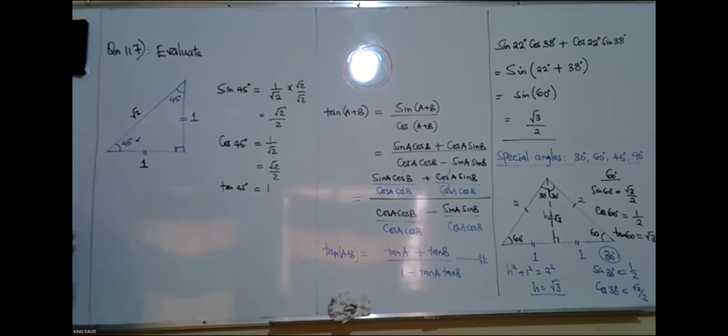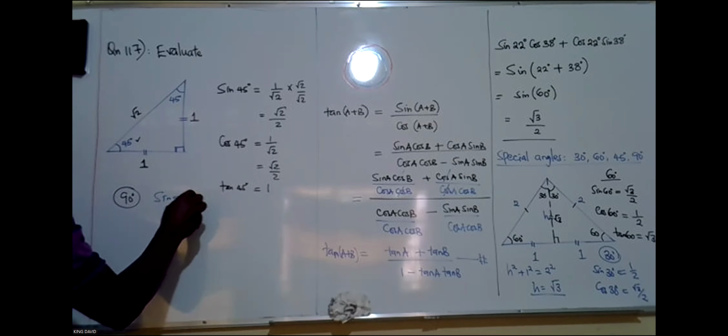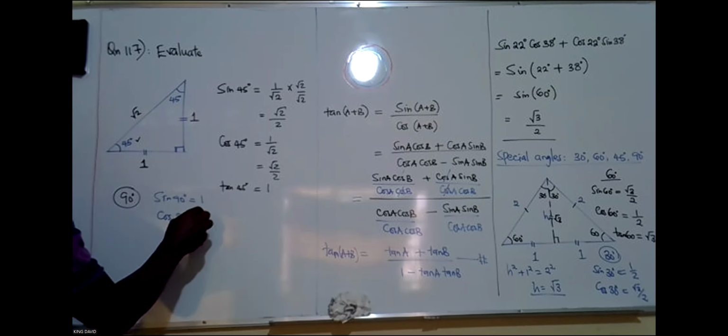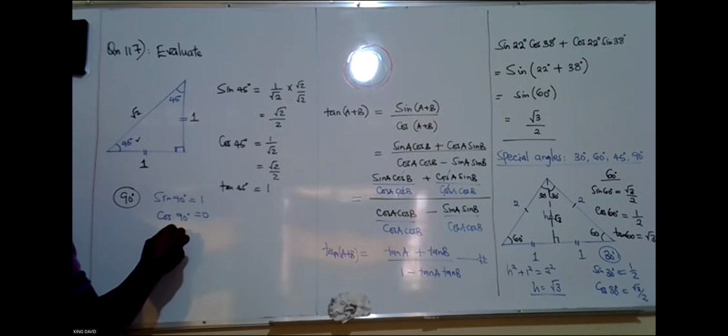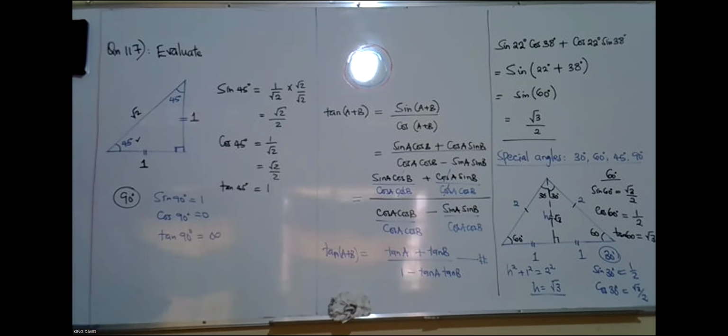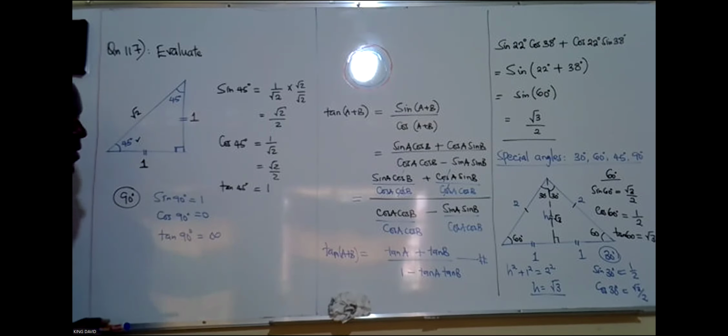Then for 90, sine of 90 is a 1, cos of 90 is a 0, and the tan of 90 is actually infinity. The calculator will tell you it is a math error because it comes from sine out of cos. 1 divided by 0 is infinity. Any number divided by 0 is infinity.